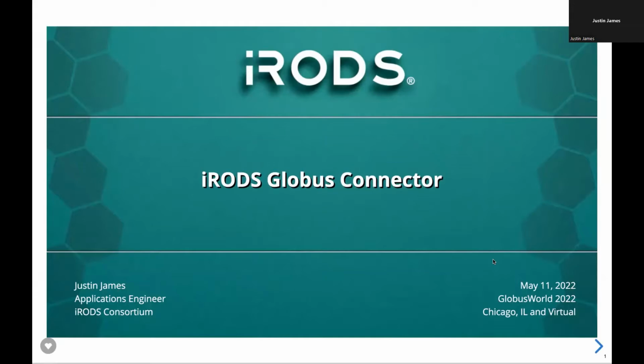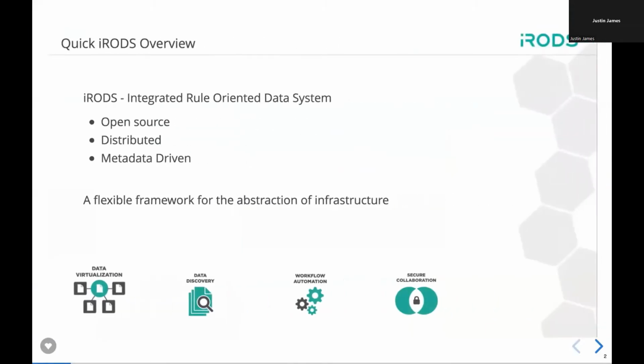So I'm going to talk about the iRODS Globus connector. The first thing I'm going to talk about is what iRODS is. Everyone here knows what Globus is, so I'll get to that. So this is just going to be a quick iRODS overview, just a few minutes. iRODS is the Integrated Rule-Oriented Data System. It's open source software. It's distributed and metadata driven. So we like to say that we try to do as much as possible through metadata as we can.